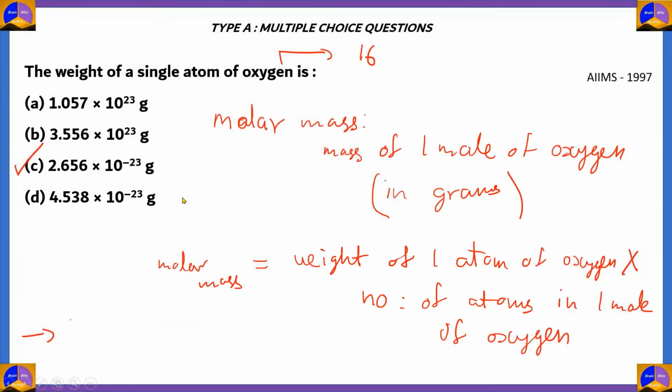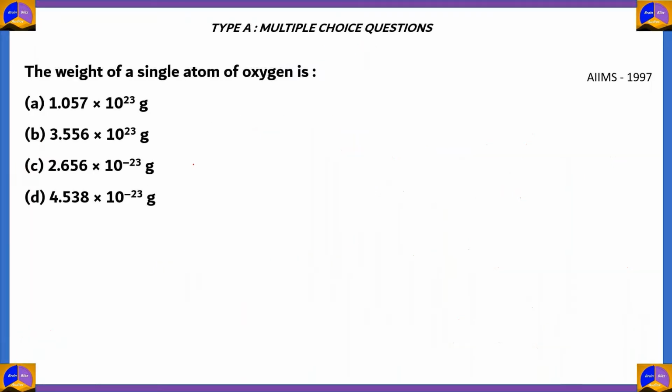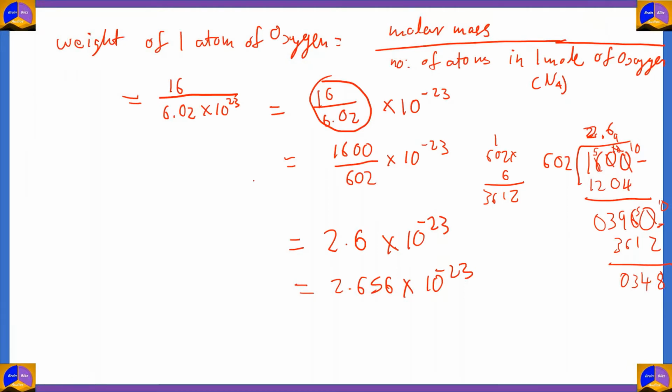So over here, on the first step of division, we get a 2. So we'll be able to identify that the weight of a single atom of oxygen will be 2.656 into 10 raised to minus 23. So that's how you solve it faster during the exams. Just divide and get the first one or two terms until you can differentiate between the options.